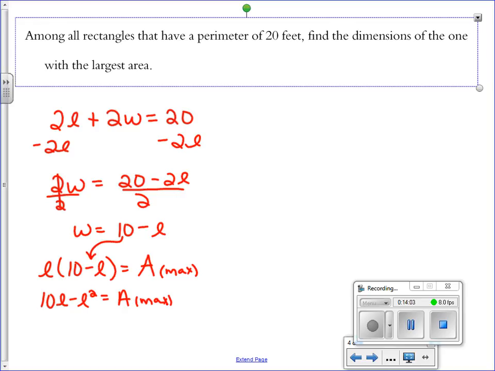Now, this is a little bit different of a question. Do we want the 0? Do we want the area to be 0? What are we looking for?